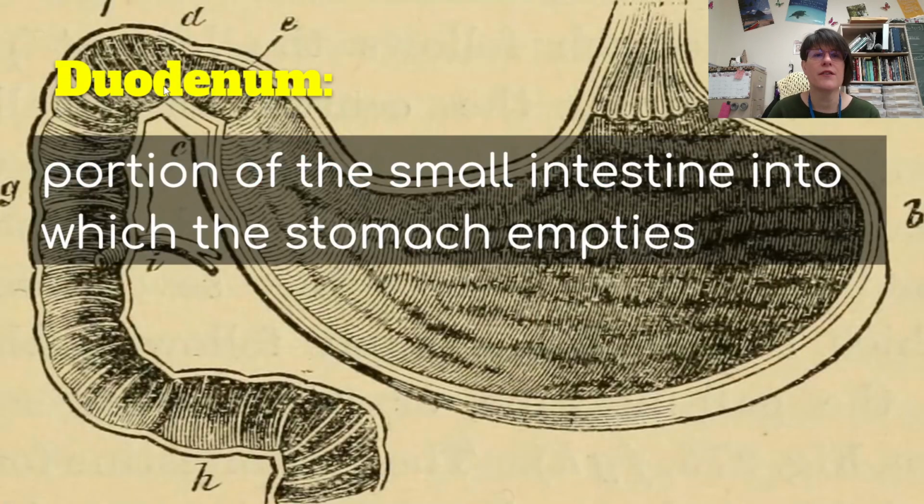The beginning of the small intestine is the duodenum. This is the portion of the small intestine into which the stomach empties. So right here would be the duodenum right at the beginning.